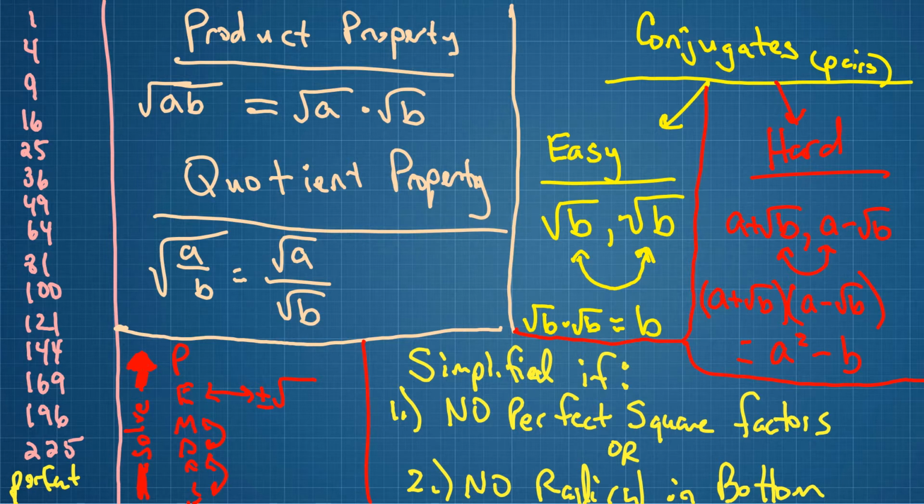There's an easy conjugate, which is no plus or minus sign with a number, and you just make the radical exactly the same. Or there's a hard conjugate, where you have a number plus a radical or some number minus a radical. And then the conjugate is just the same numbers inside the radical and outside the radical, but you put the opposite sign in the middle. And if you don't want to FOIL it, there is a shortcut right here to simplify it.